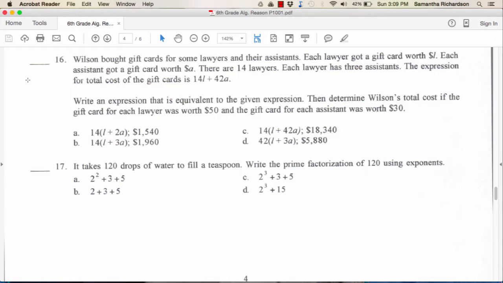A. 14 parentheses L plus 2A close parentheses with a total of $1,540. B. 14 parentheses L plus 3A close parentheses with the total being $1,960. C. 14 parentheses L plus 42A close parentheses with the total being $18,340. Or D. 42 parentheses L plus 3A close parentheses with the total being $5,880.